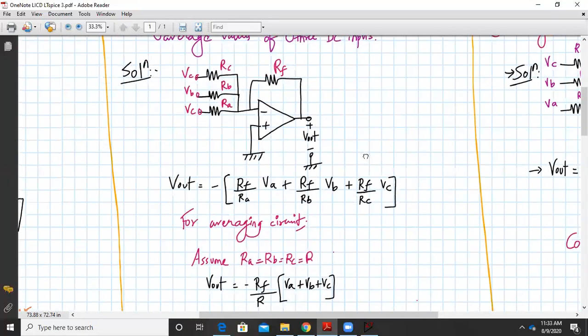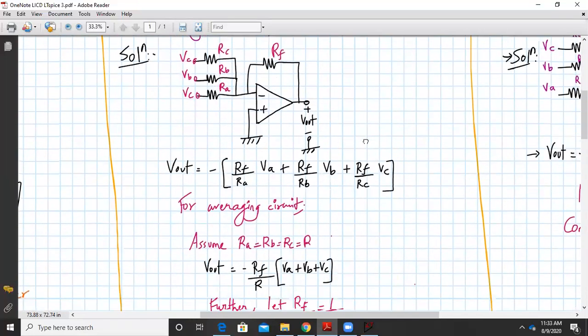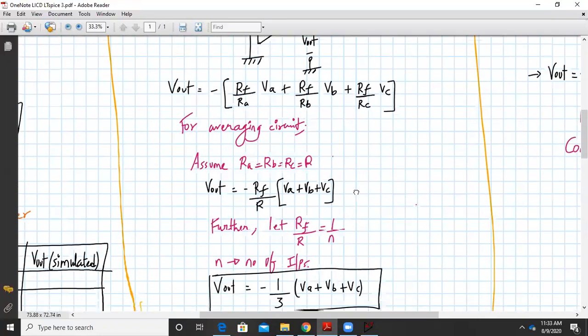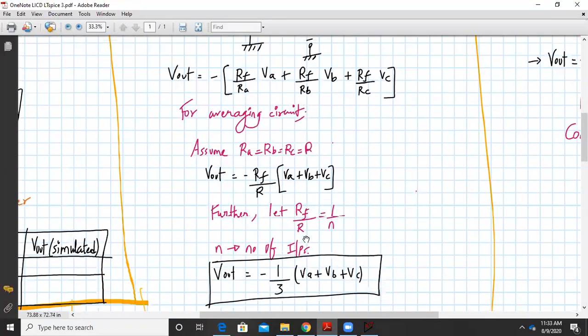The output expression is as usual that of the inverting adder. For the averaging circuit, we need to assume RA, RB, and RC equal to R, and V out will be equal to minus RF upon R into VA plus VB plus VC. Further, we will consider RF upon R equal to 1 upon N, where N is the number of inputs. So my output expression V out will become minus 1 upon 3 into VA plus VB plus VC.